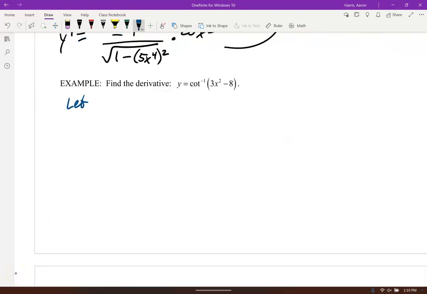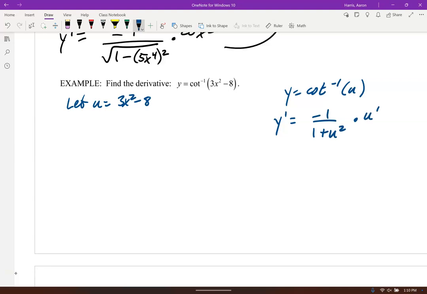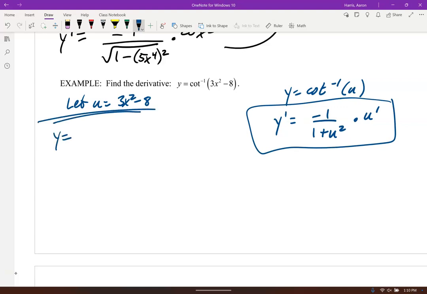So here we're going to let the u be that 3x squared minus 8. And so it's in this form, the arc cotangent of u, right? So we're just looking at our formula sheet at the arc cotangent, which is negative 1 over 1 plus u squared times chain rule u prime, right? That's what we're going to use here. So we've got y equals arc cotangent of, we're calling it u, which is our 3x squared minus 8.